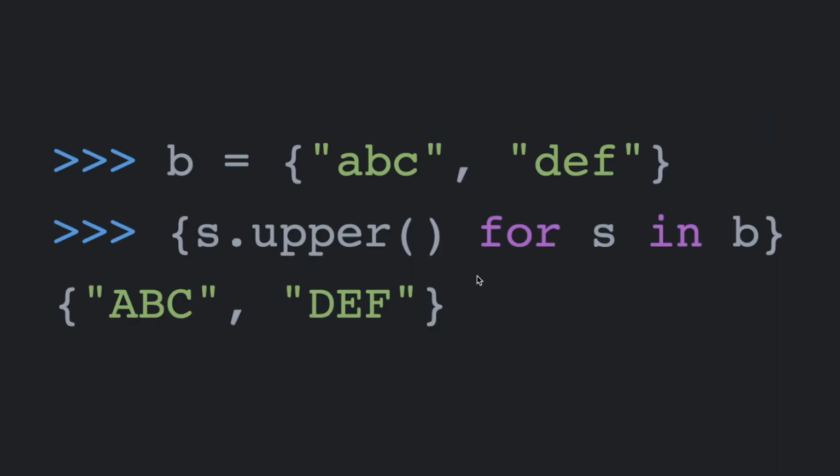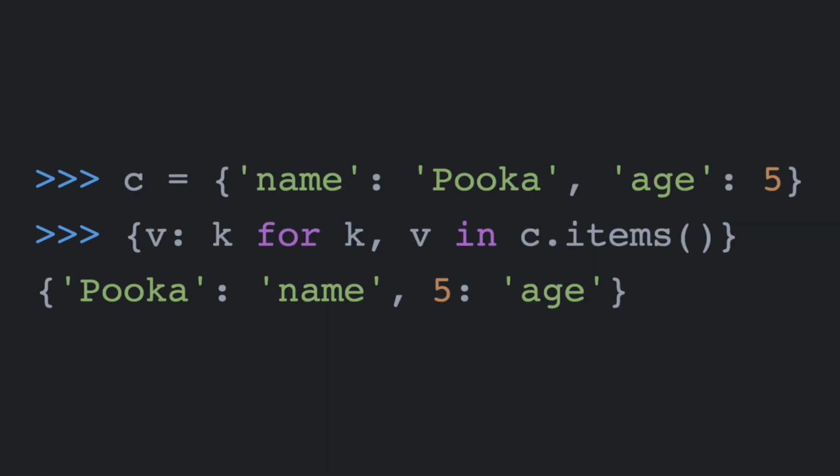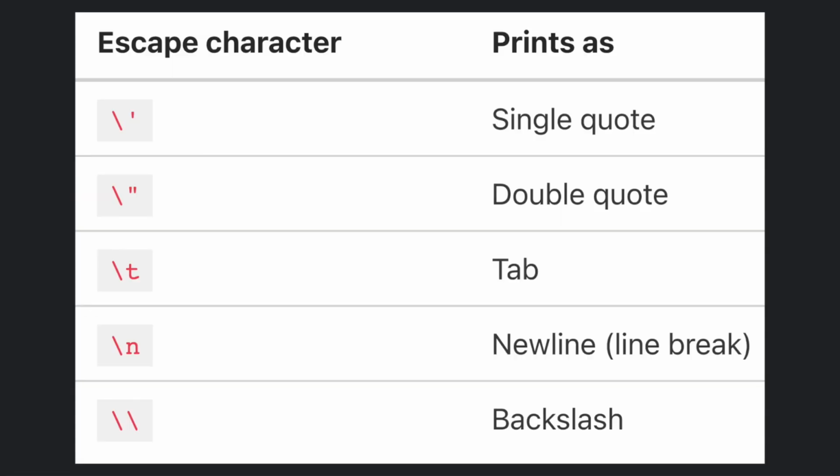And here's an example of set comprehension. So we have the set, and we're doing s.upper for S in B. So we're actually changing each of these elements in the set to uppercase. And then this is a dictionary comprehension, where we're going to do something for each element in the dictionary to create a new dictionary. These are examples of some common escape characters.